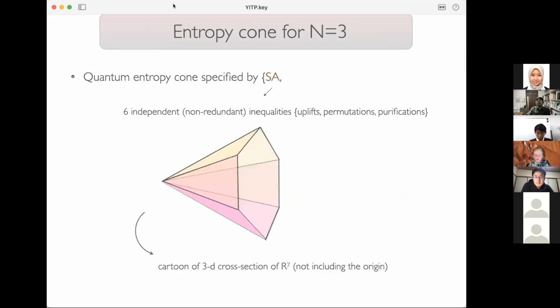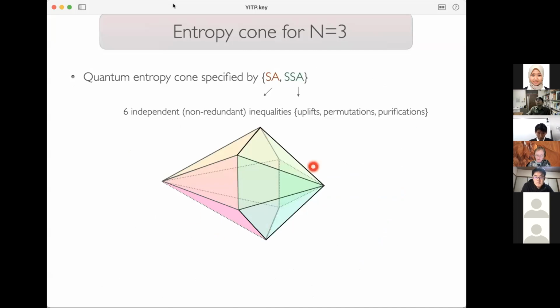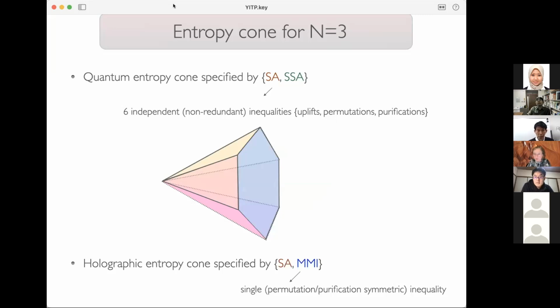What I'm drawing in this sketch is the analog of the triangle. The origin of the entropy space is not shown here. But the polyhedron now is this 12-faceted object for the quantum entropy cone. For the holographic entropy cone, this is smaller, as I said before.